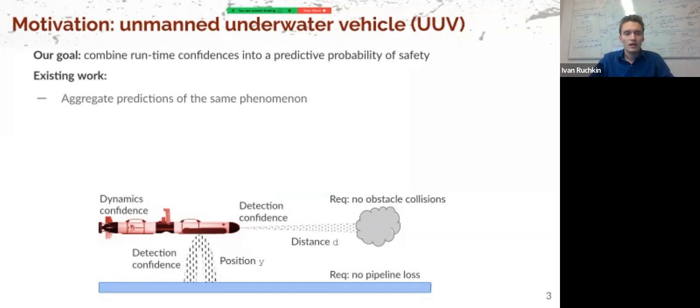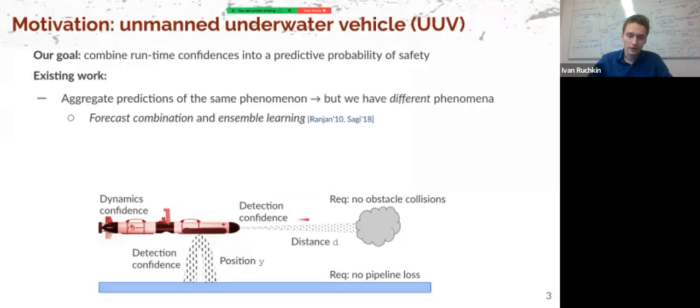Some relevant works come to mind. For example, there's a lot of literature on aggregating predictions of the same phenomenon. You can think of ensemble learning, for example. The difference here is that we are tracking different phenomena. We're interested in obstacles, the pipe, the dynamics, and so on. So the typical setting of the mixture of experts doesn't mathematically match our setting here.